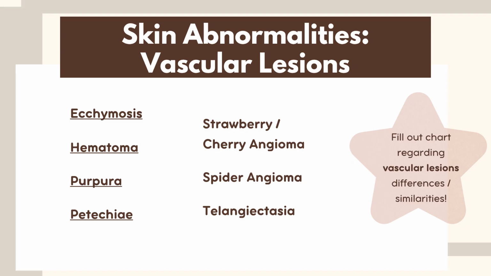Then you have a spider angioma. That is going to be a red arterial lesion with a central body and radiating branches. Usually noted on the face, neck, arms, or trunk. Going to be very rare below the waist. Typically seen with liver disease, pregnancy, or a vitamin B, as in boy, deficiency.